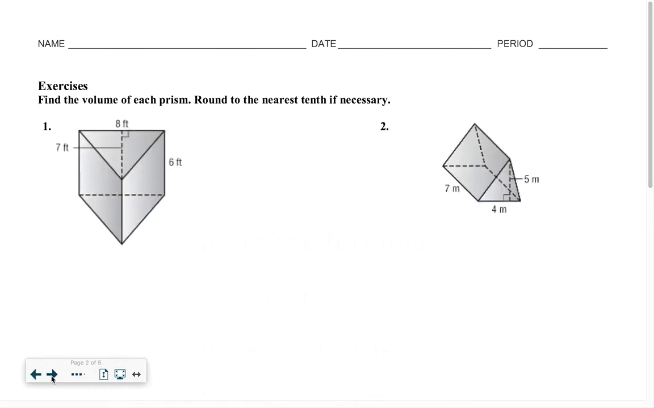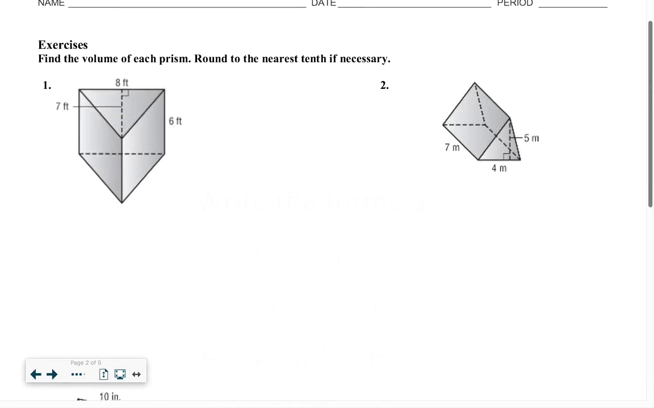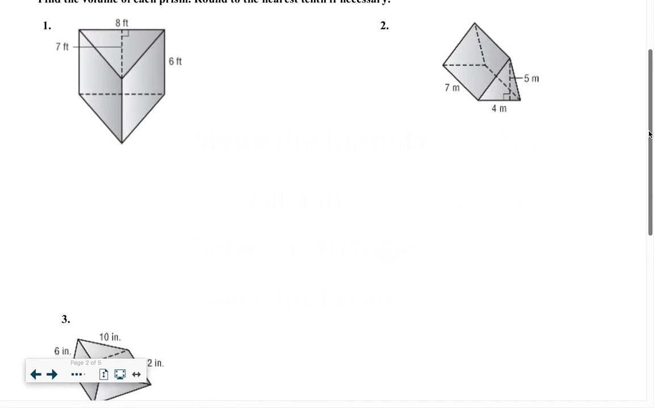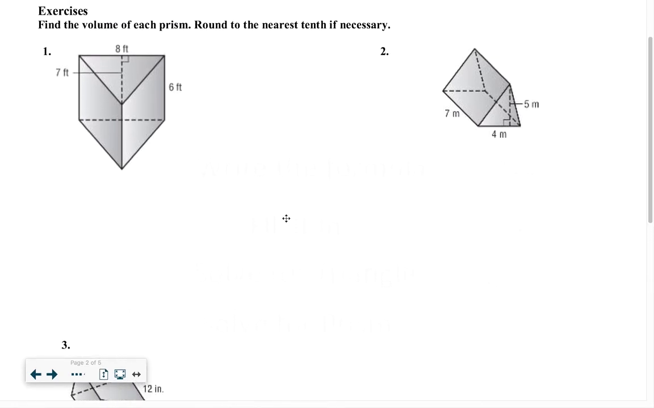We're going to take a couple more notes, but these are going to be more of you. So I'm going to need you to be able to pause this video and give it a go on your own to see if you can get the correct answer as well. But before we do that, let's read the directions. Find the volume of each prism. Round to the nearest tenth if necessary.